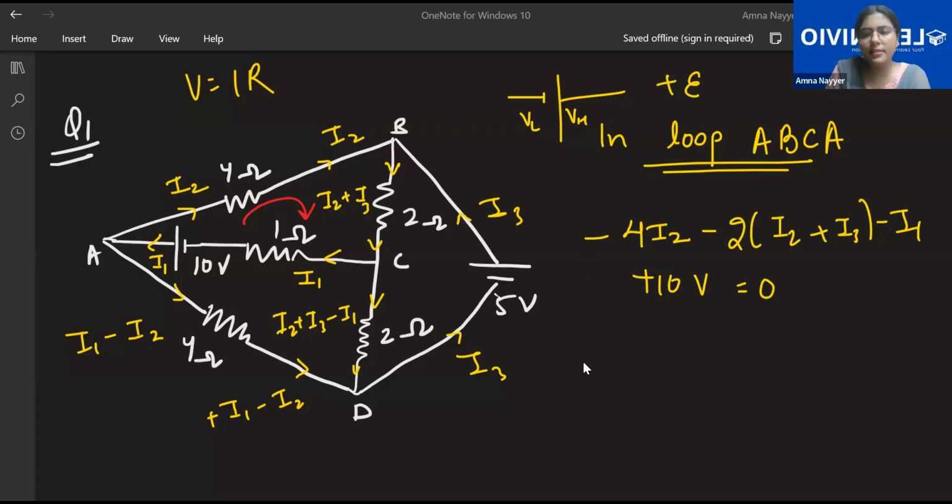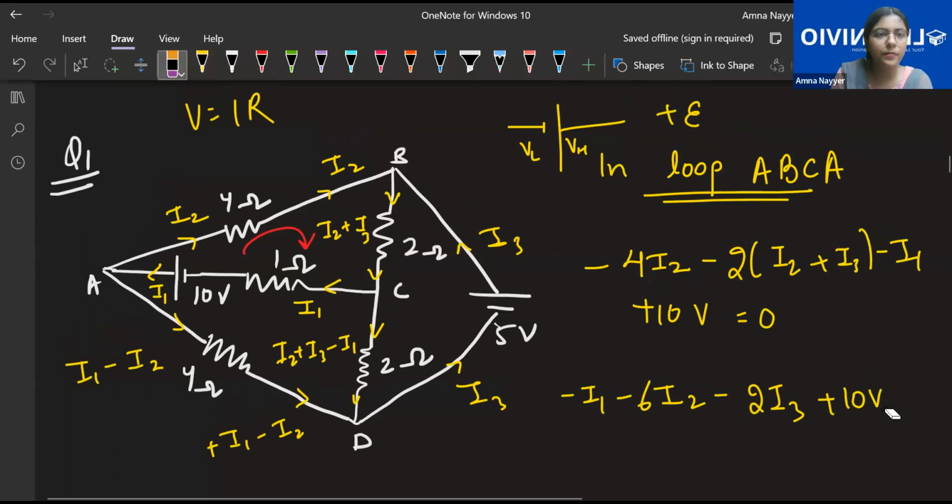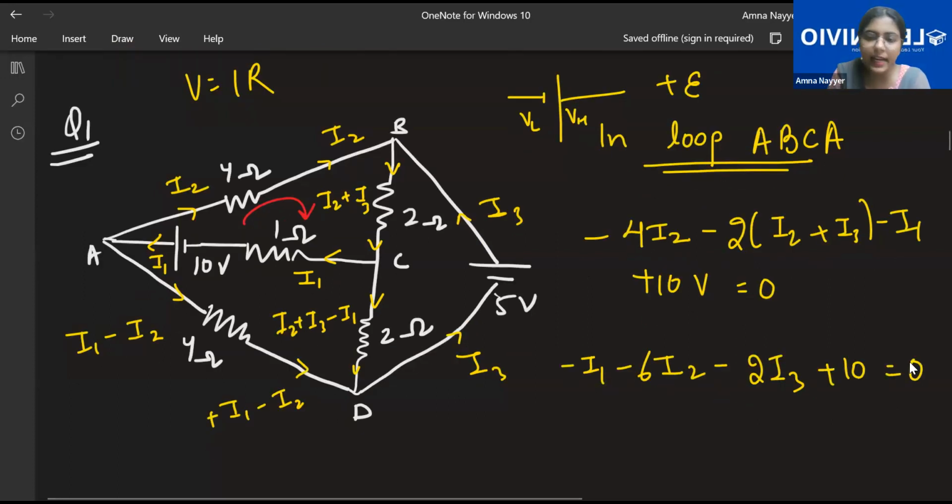Okay. So, see this. If you solve further, this will be minus I1 minus 6 I2 minus, minus 6 I2 plus I3 is there and 2. So plus 2 minus 2 I3, and then this 10 volt is only left. Plus 10 will be 0. If you solve this equation further, you will get this. Now this cannot be solved further right now. So let's say this is our equation 1.